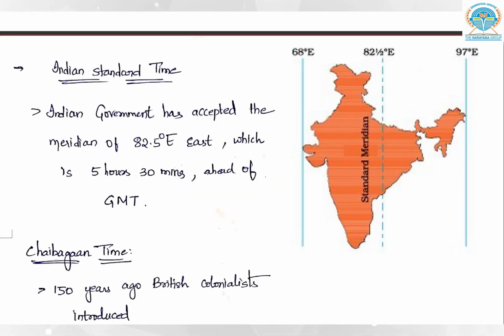Now let us see about Indian Standard Time. We discussed, right, a country will choose its standard meridian at almost the central longitude. And we are no different. We also chose a central meridian as the IST. So we accepted 82.5 degrees east as our standard time, which is 5 hours and 30 minutes ahead of GMT.